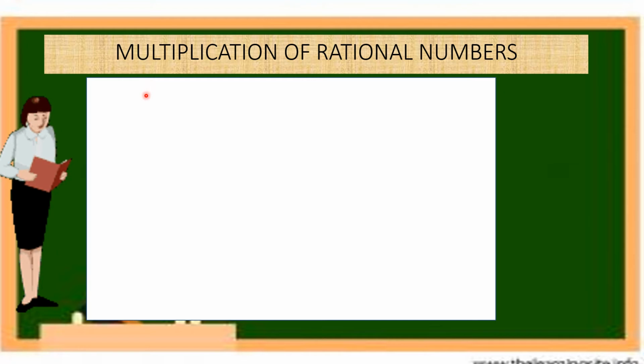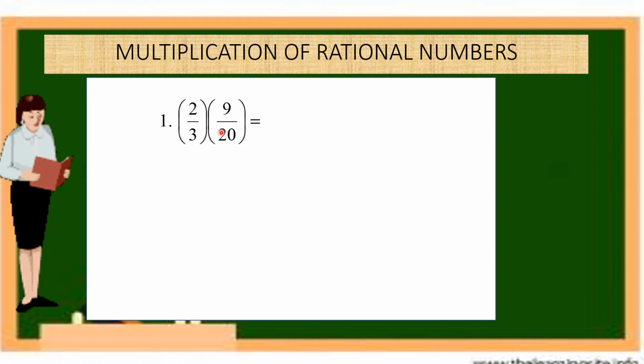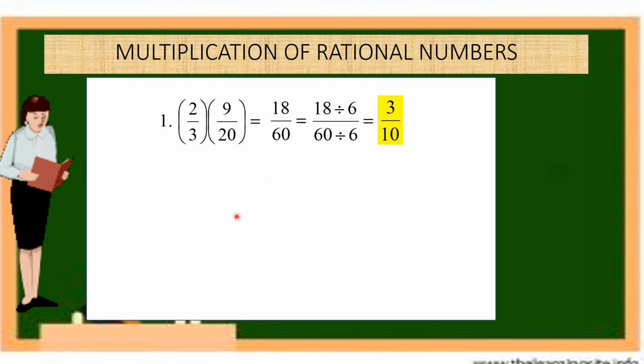So we have multiplication of rational numbers. So we have 2 over 3 times 9 over 20. The rule is to multiply the numerator with the numerator. 2 times 9 is 18 and 3 times 20 is 60. So we have 18 over 60. Then we need to reduce 18 over 60 to lowest terms. This is still divisible by 6. 18 divided by 6 equals 3 and 60 divided by 6 equals 10. So we have 3 over 10.